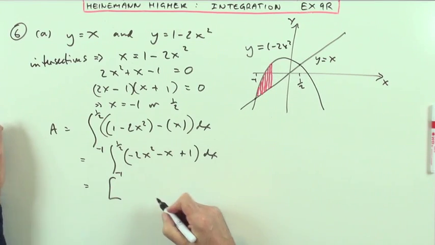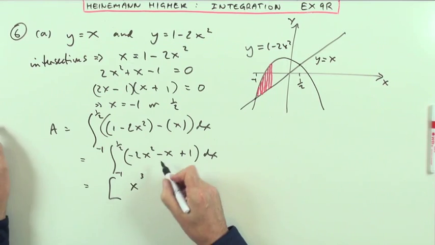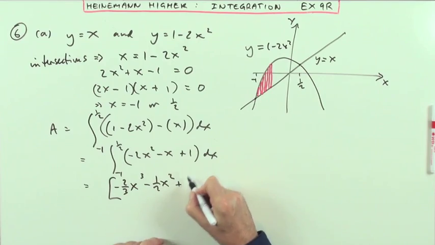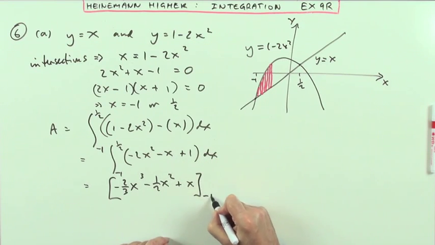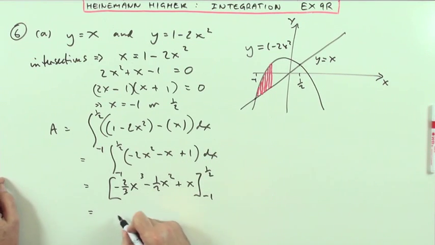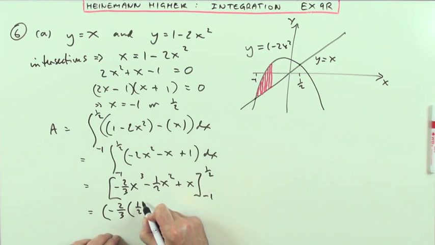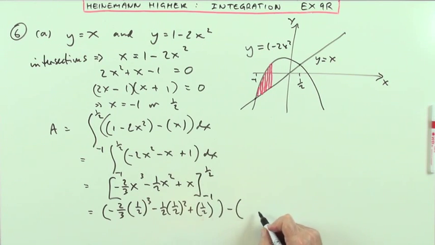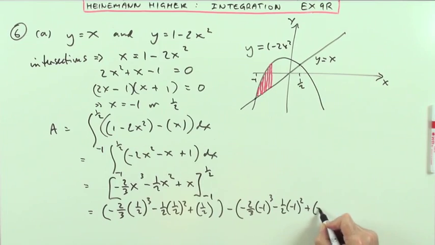Right, next step, integrate it. Up to 3, divide by 3. Up to 2, divide by 2. The constant goes back up to the linear. Evaluate it at negative 1, evaluate it at a half. We have to do the substitution first though. It's going to look messy. Negative 2/3 of a half cubed, minus a half of a half squared, plus the half, minus evaluated at negative 1: negative 2/3 of negative 1 cubed, minus a half of negative 1 squared, plus the negative 1.